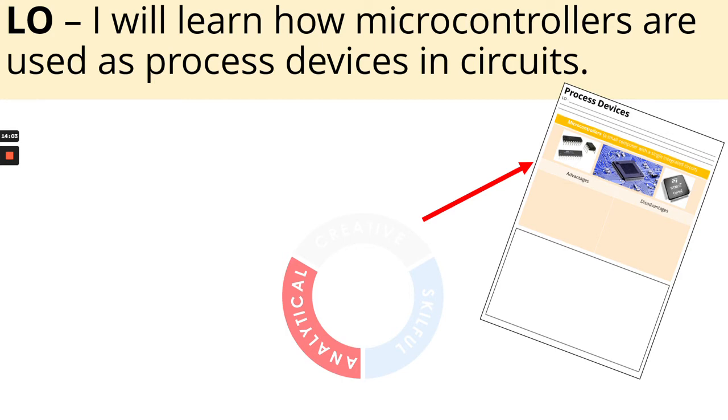So, fine, then we've got process devices. This section will be quite quick because we've only got one type that we're going to look at. So pause the video here and write down the learning objective, which is I will learn how microcontrollers are used as process devices in circuits.